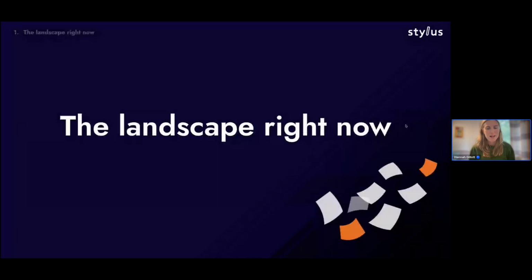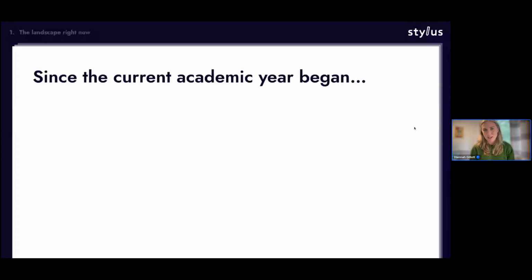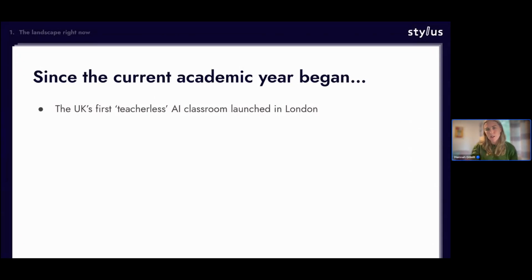So, landscape right now. This is going to be a flying tour of where AI is up to. Since the current academic year began, we are literally talking in the last 3 weeks, we've had the UK's first teacherless AI classroom launch in London. So students are going into school, but they are not sitting in lessons. They are purely being taught through LLMs.